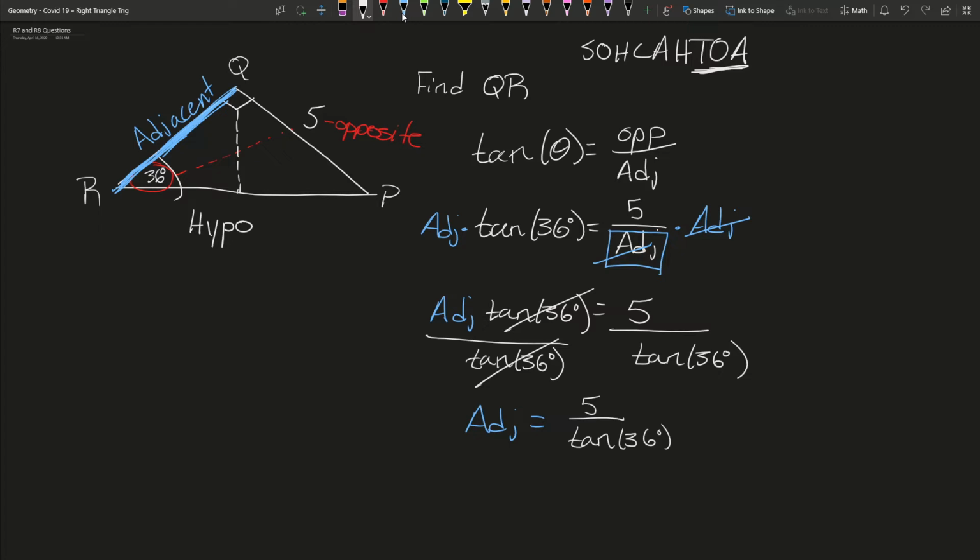Are we going to have quizzes and tests? Yes, you will have quizzes and tests. Okay, so again, are there any questions over what I did algebraically in order to get adjacent side by itself?